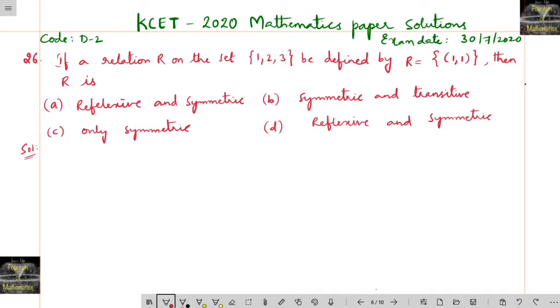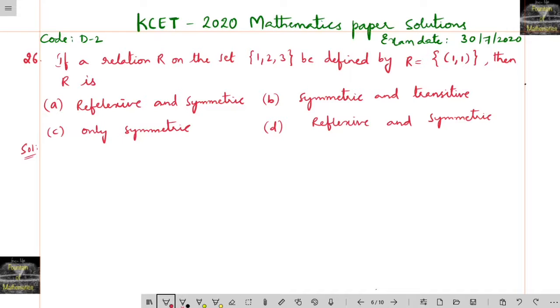26th one. If a relation R on the set {1, 2, 3} is defined by R equal to a set containing the ordered pair (1, 1), then R is: first option, reflexive and symmetric; second option, symmetric and transitive; third option, only symmetric; and fourth option, reflexive and symmetric.